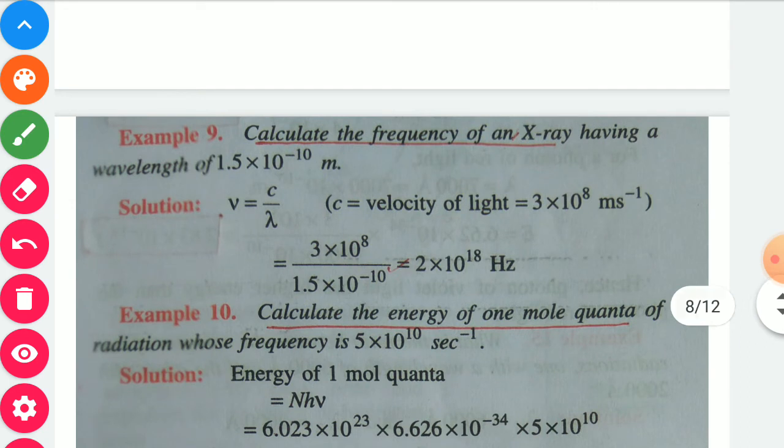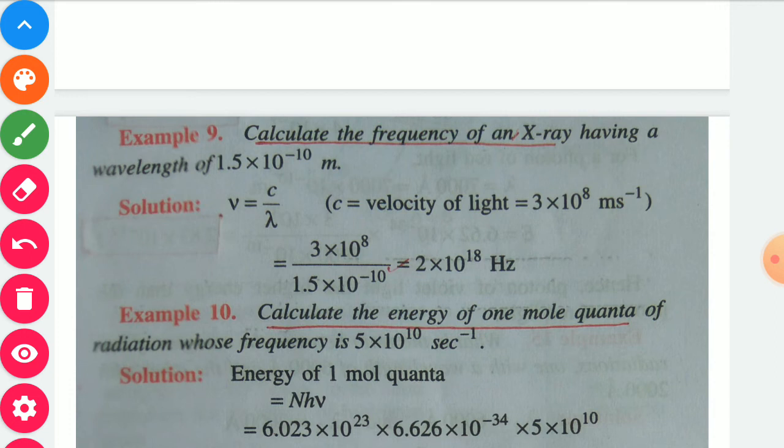Now you have to solve some questions. The first question is: calculate the frequency of an X-ray having a wavelength of 1.5 into 10 power minus 10 meter. Here you have to find the frequency.